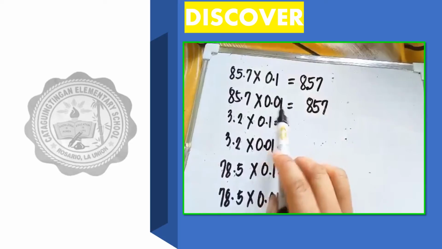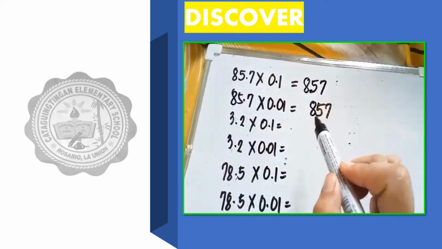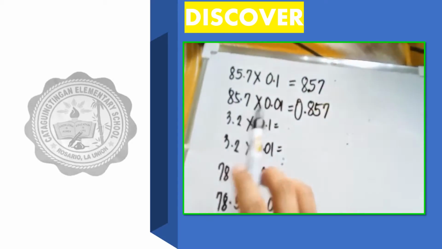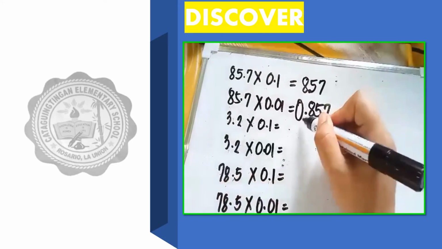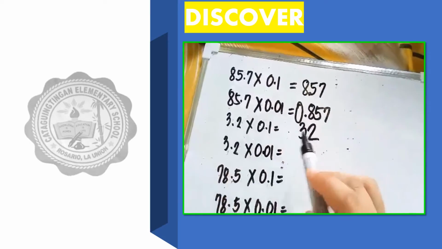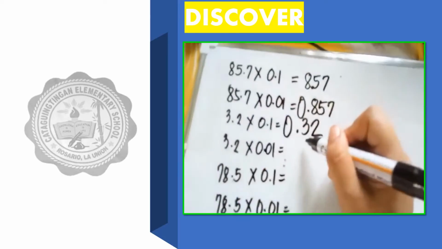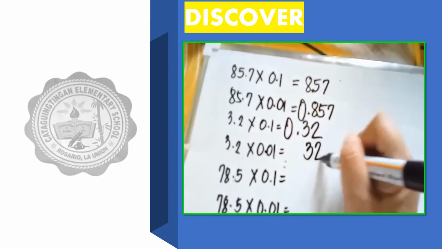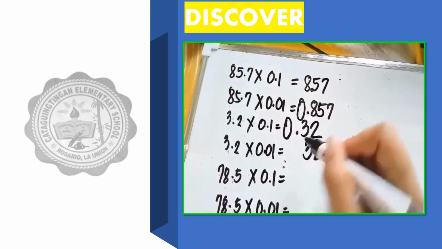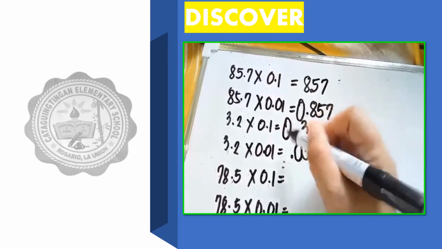Then, let us count the decimal places. 1, 2, 3. So, 1, 2, 3. There is the decimal point, you just add a 0. Again, 3.2 times 1 is already 32. Right? Then, let us count the decimal places. 1, 2. So, we just add a 0. Another, 32 again, or 3.2. Then, let us count the decimal places. 1, 2, 3. It is not enough, so you need to add a 0, then the decimal point, then 0.